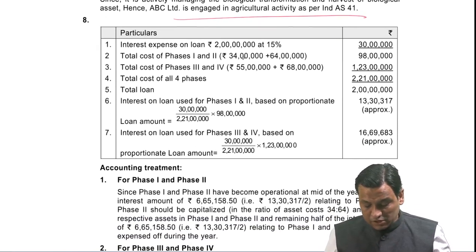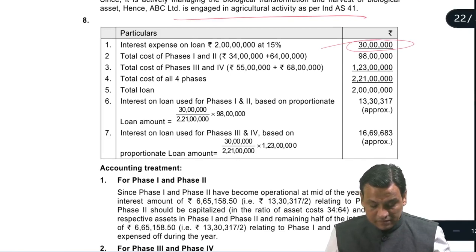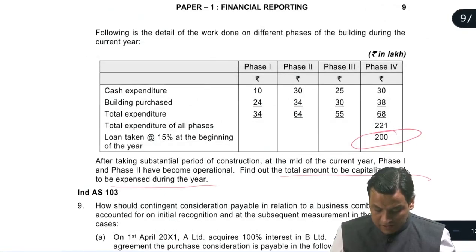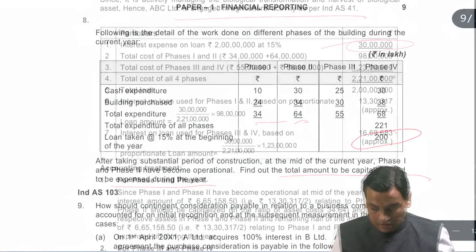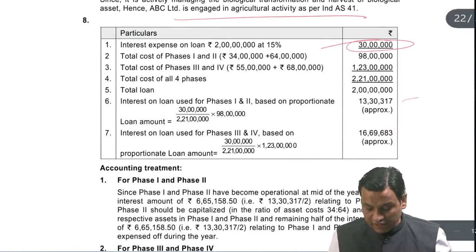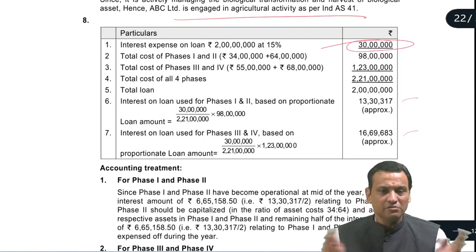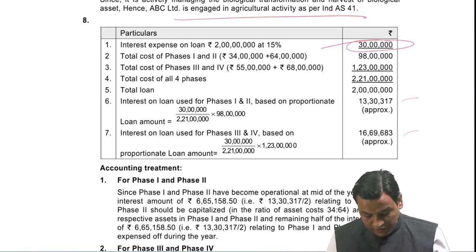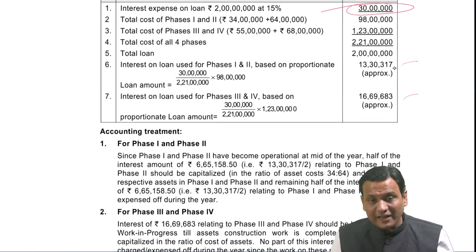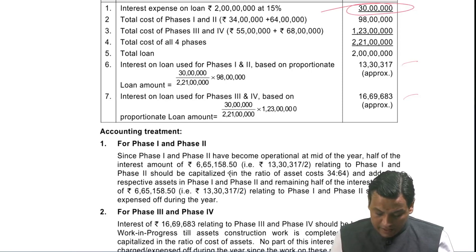Interest is 2 crore into 15%, which is 30 lakhs. Cost of phase 1, phase 2, we are just adding up this stuff friends, 34 and 64, 55 and 68. Total loan is 2 crore. Interest for phase 1 in the ratio we have done 13,30,317, 16,69,683. We have just divided proportionately. For phase 1 and phase 2, it is operational at the mid of the year. So out of 13,30,317 into 1 by 2, that is 6,65,158 will be capitalized and added to the cost of the asset, and 6,65,158 will be expensed off.